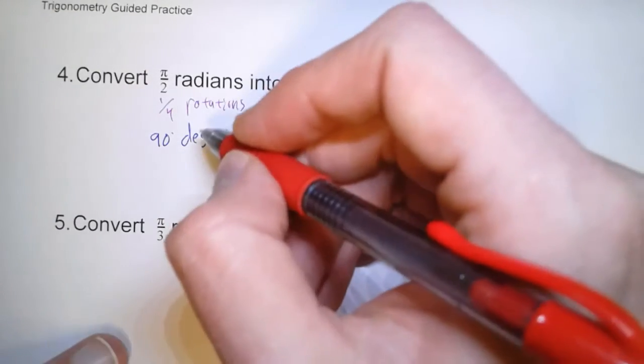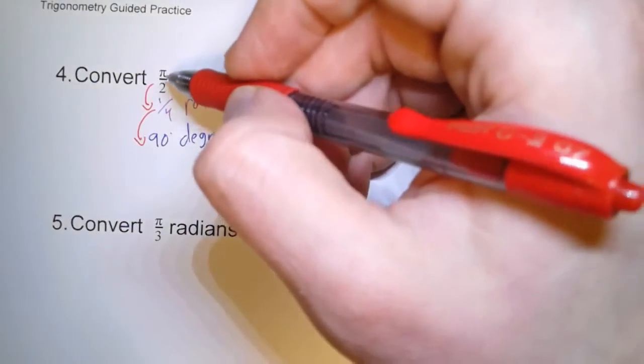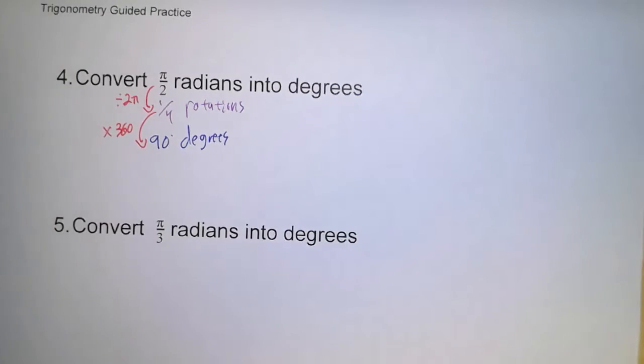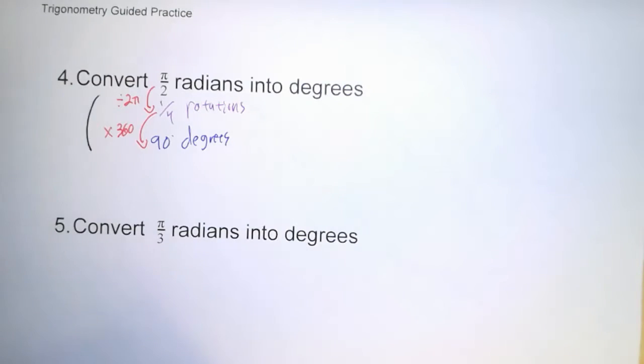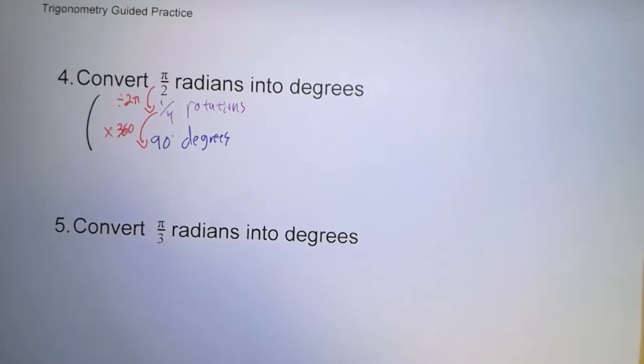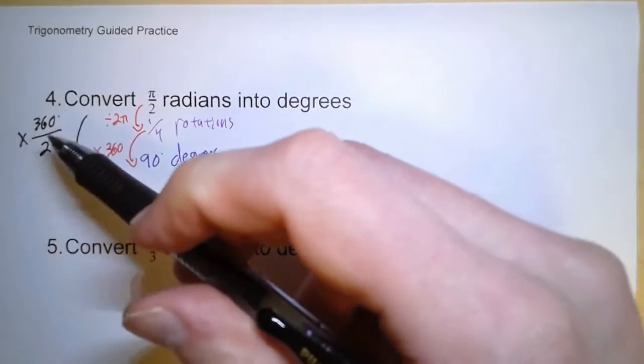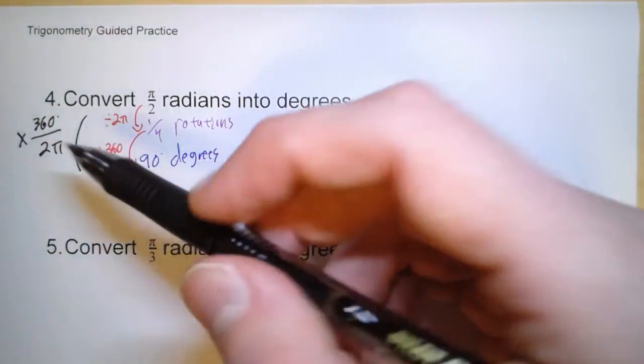Now let's think about this the way we did the other set of problems, where how do we go from here to here? Well, to go from pi over 2 to 1/4, that's dividing by 2 pi. And to go from 1/4 to 90, that's multiplying by 360. So in all, to go from radians into degrees, to do it in one step, all you have to do is multiply by 360 degrees over 2 pi. And if you notice, this is just the reciprocal of what we did over on the other side.